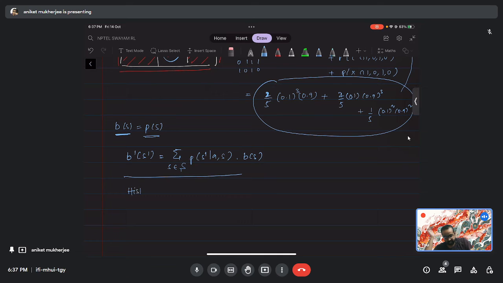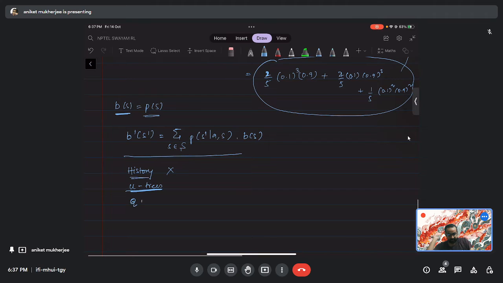You maintain the history, the whole history. Maintaining the whole history is very difficult, so that is not proper. Then there are something known as U-trees. Then there is something known as QMDPs.